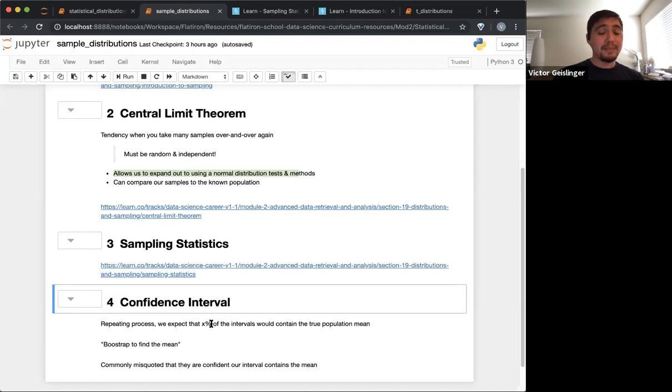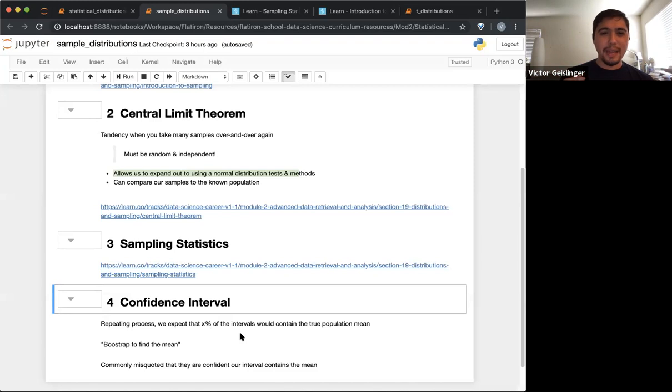So basically we can expect that whatever X% of the intervals would actually contain the true population mean. Sometimes you hear people interpret the confidence interval as saying there's a 95% chance that the population mean lies between 20 and 80, but that's not what it means. The reason is partly that the population mean doesn't change. It's a static thing. It shouldn't be something where there's a probability of it falling in there.